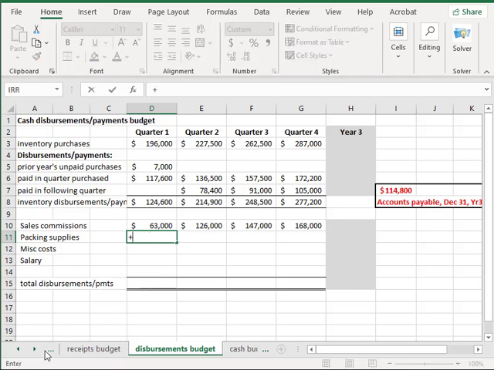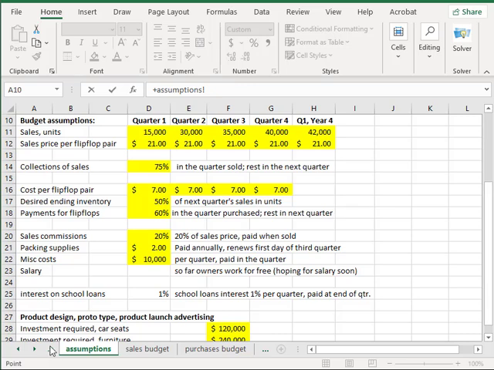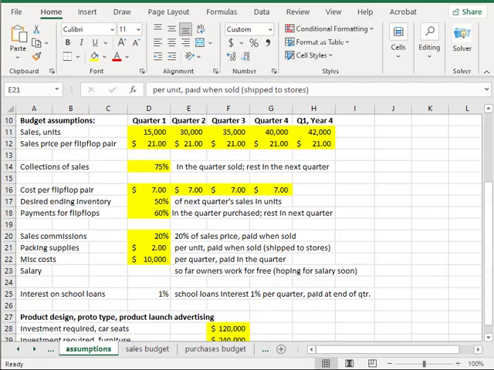All right, packing supplies are based on units, so much per unit. So I can link to the units either on the sales budget or the assumptions. I can take first quarter units, and it's $2 per unit. I just noticed I had the details wrong. This is $2 per unit paid when sold. Okay.